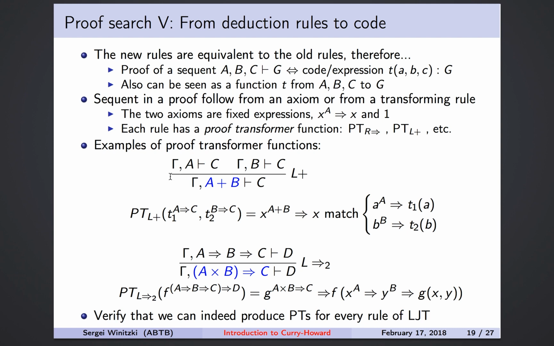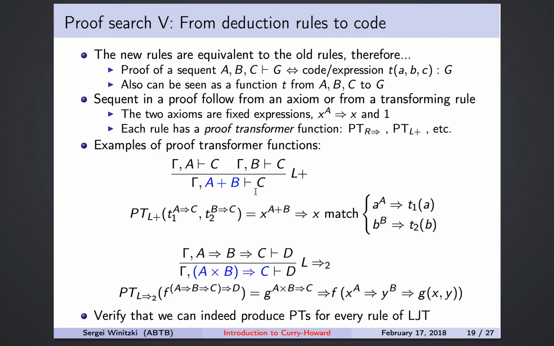First example, we have a rule that says if you want to derive this sequent, you need to derive these two sequents. Now, this sequent represents an expression of type C, which uses an expression of type A plus B. So let's represent this as a function from A plus B to C. For brevity, we will just ignore these other premises, which are common arguments in all these functions. We just pass them and we don't write them out.